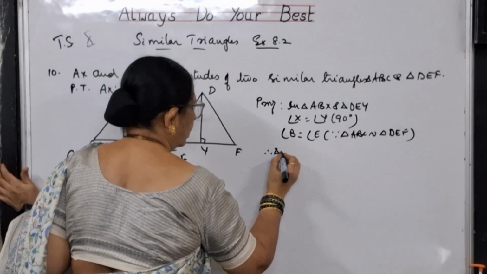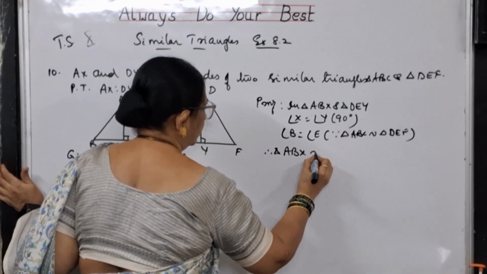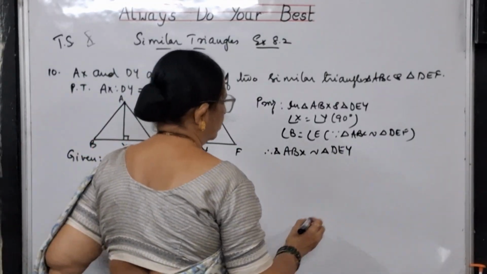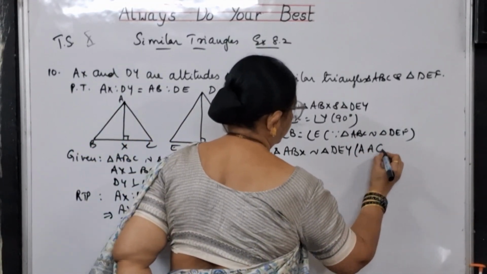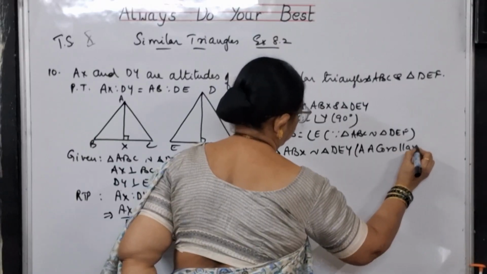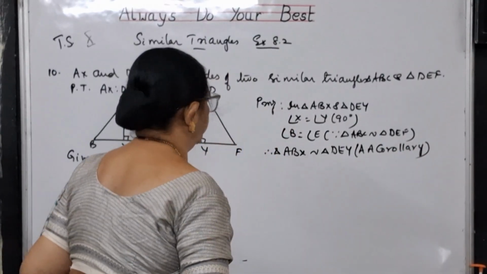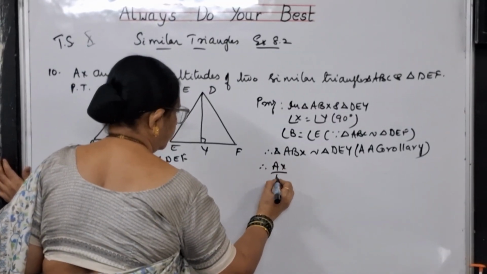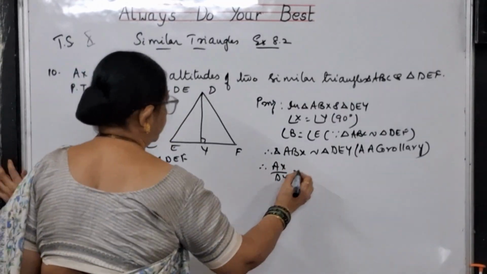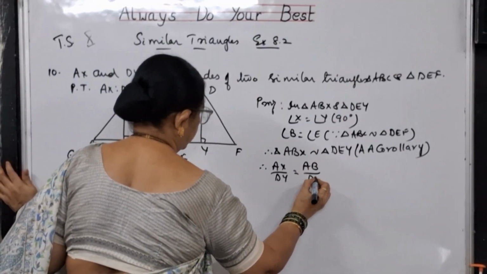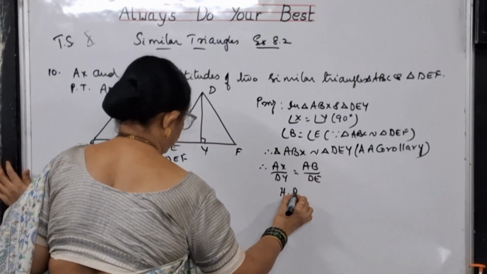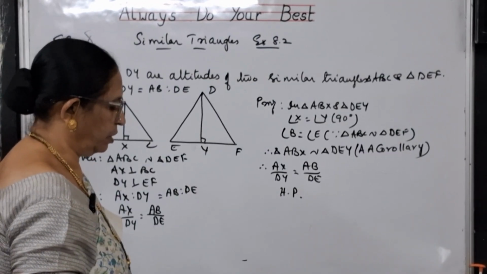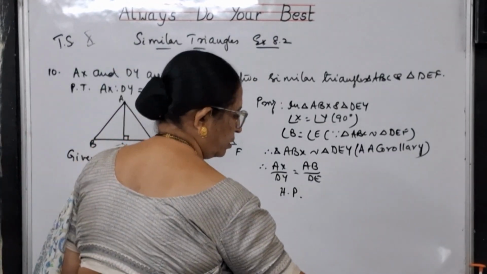Therefore, triangle ABX is similar to triangle DEY basing on angle corollary. So in this way they are similar. When they are similar, we can say that AX by DY is equal to AB by DE. Hence proved. So this is the tenth sum, children. Please copy it.